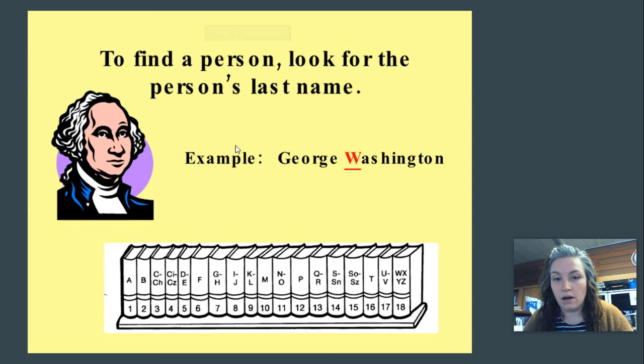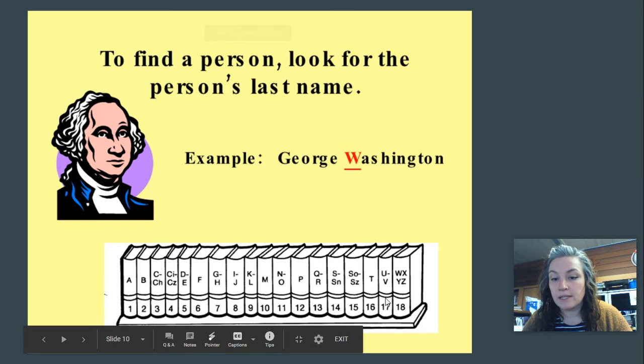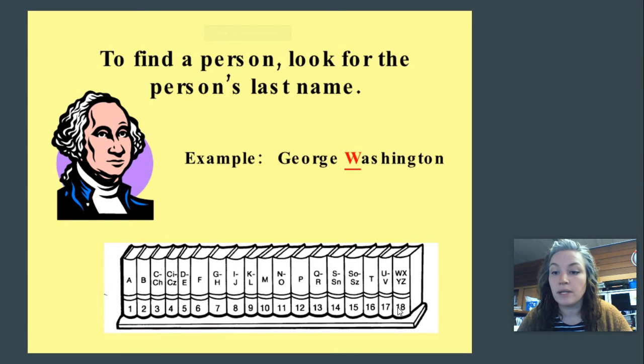If you are looking up a topic that has more than one word, for example, let's think about a person like George Washington. If I were looking up George Washington, I would need to look in the W's for his last name. So I'm going to go through and see that the W's are found in volume 18. So I would need to look in volume 18 to find information about George Washington.